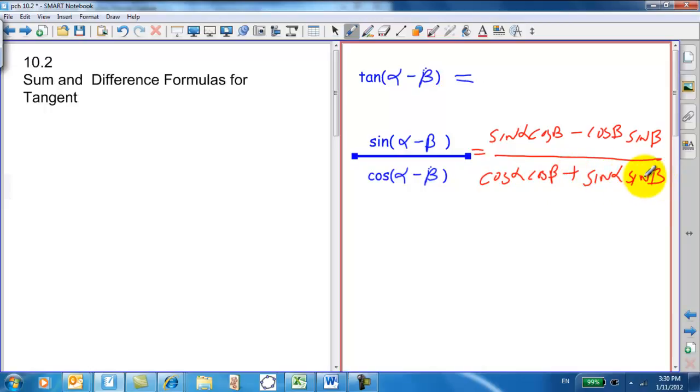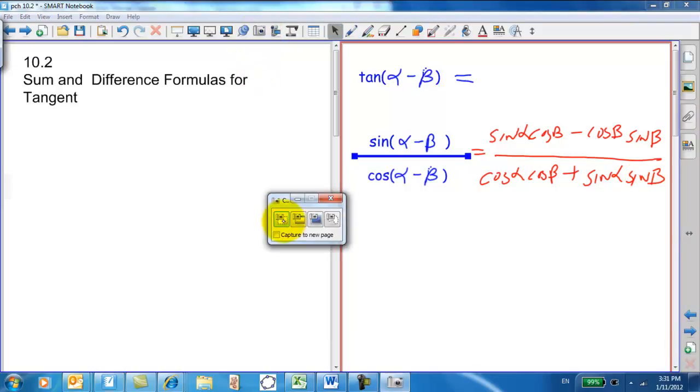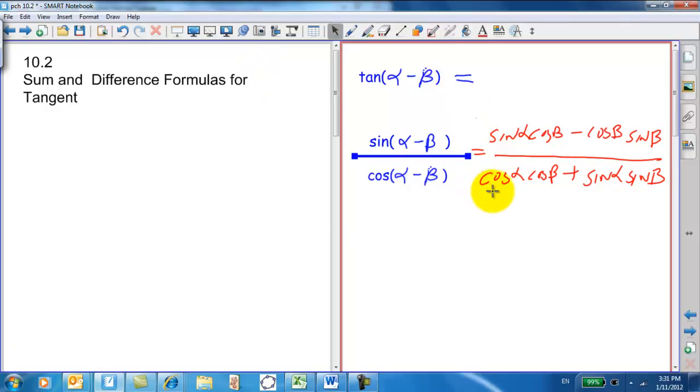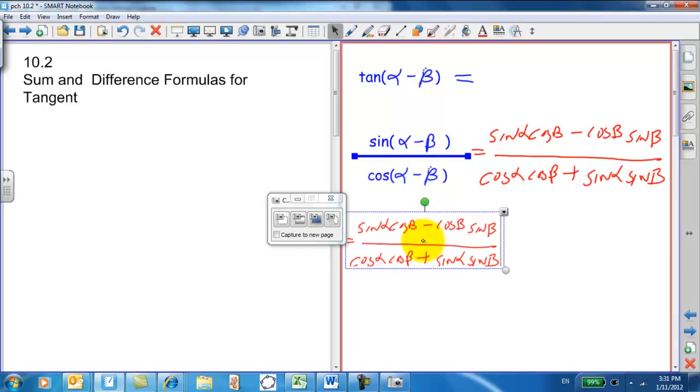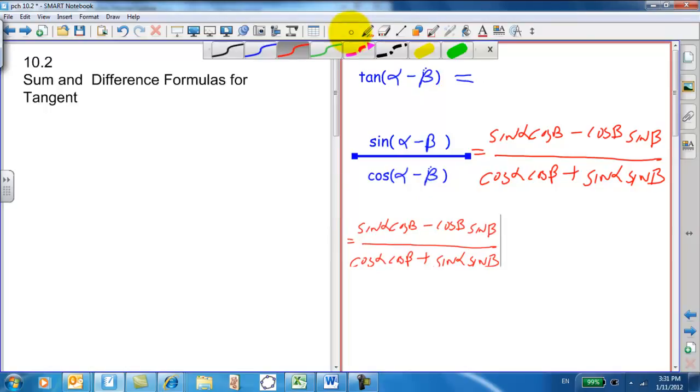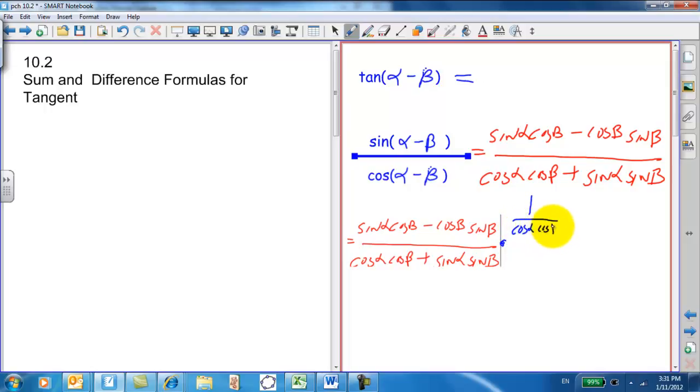And now we've got to do something kind of tricky. We've got to take this expression and multiply the top and bottom by just the right thing to get things simplified here. Let's see what we can do with this. What if we multiply the top and bottom by 1 over cosine alpha cosine beta?